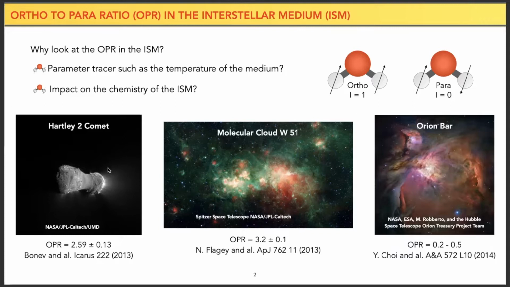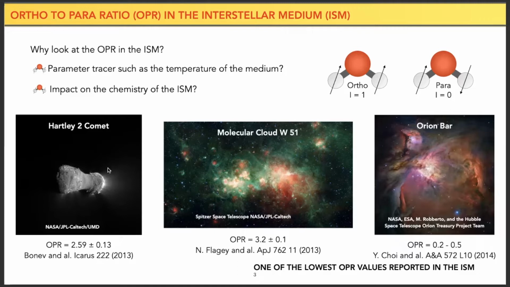But why are we looking at the OPR in the ISM? It can be a tracer of parameters such as the temperature of the medium, and we want to see its impact on the chemistry of the ISM. The OPR of water is widely studied in the ISM, and the values found are quite disparate. In 2014, Choi found one of the lowest values reported in the ISM, and this value was found with a one-dimensional radiative transfer code, where the temperature is fixed. So we need to find more accurate values.